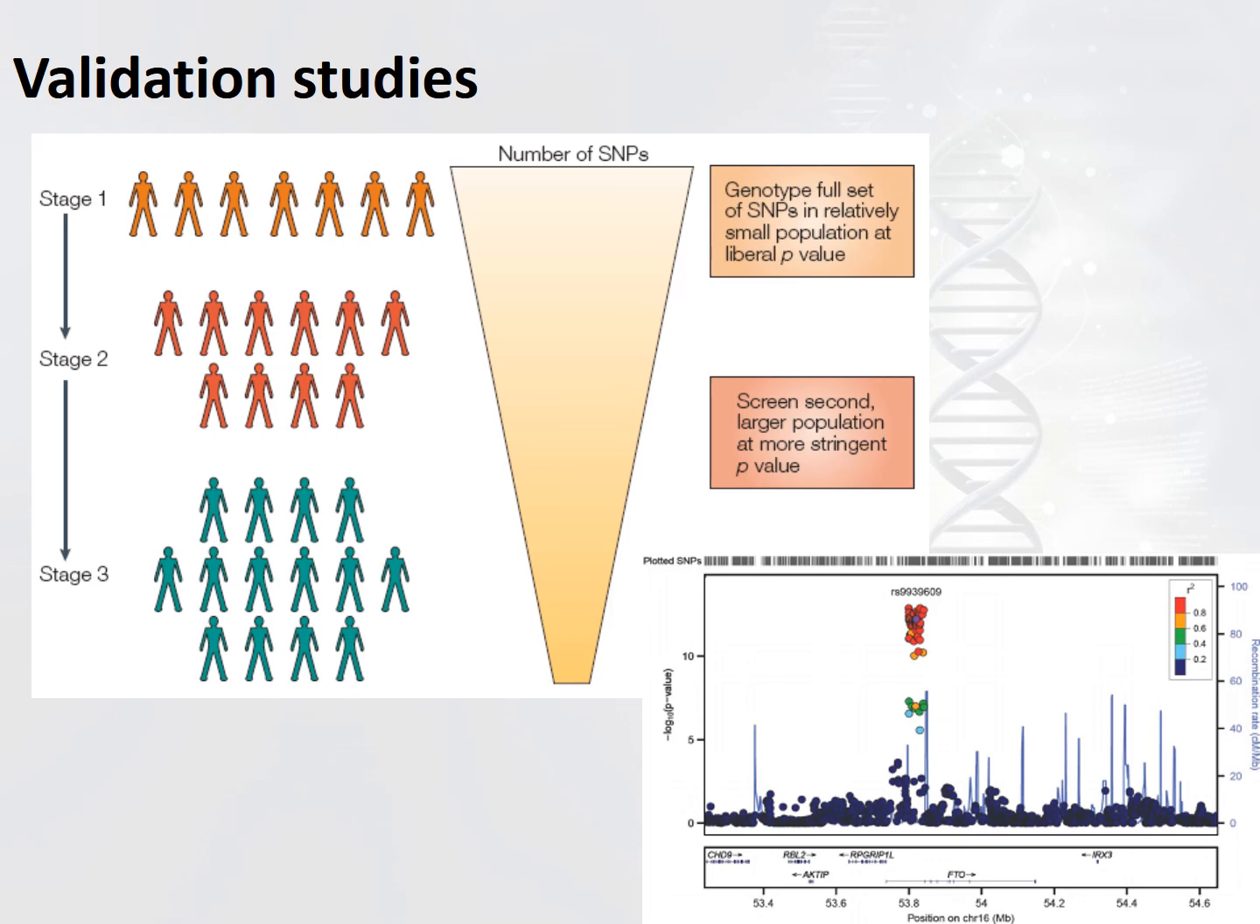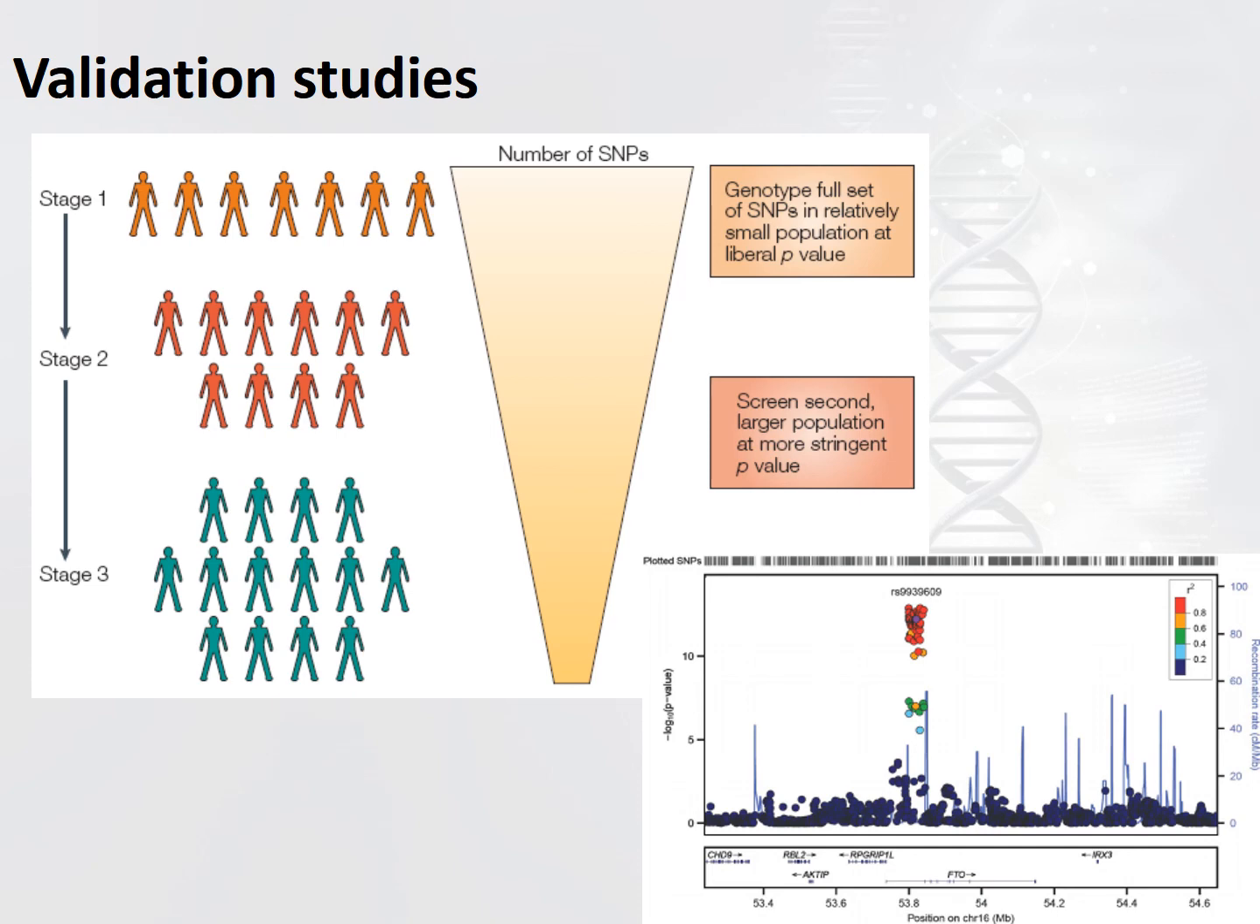Generally, a study starts with a smaller sample size that uses a SNP array that covers a full set of SNPs, so as many as possible. And usually the p-values that are used for statistical association are more relaxed than what you would need for a general genome-wide association study. The data produced in this stage are basically used to pinpoint possible candidate SNPs in the entire array.